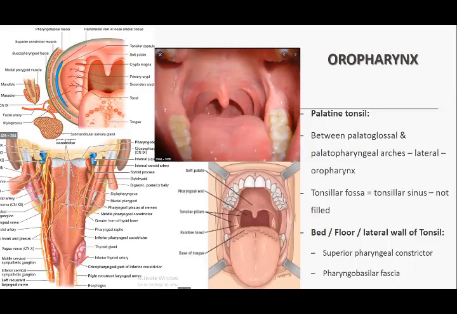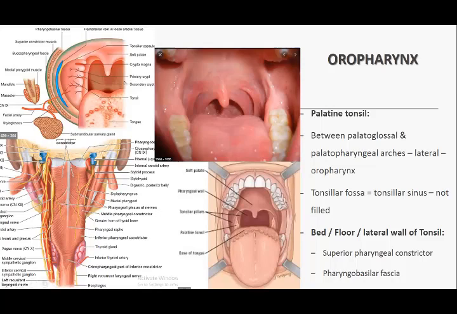This lateral wall is very important because when tonsillectomy is done, when you remove the tonsils for any reason, you have to be very careful not to damage the lateral wall, because a lot of structures are present in the lateral wall or immediately outside the lateral wall.